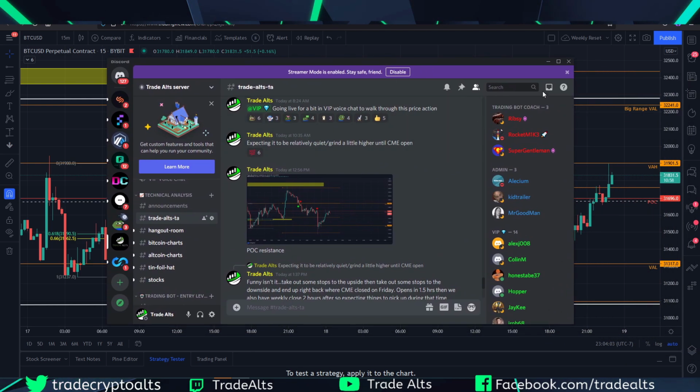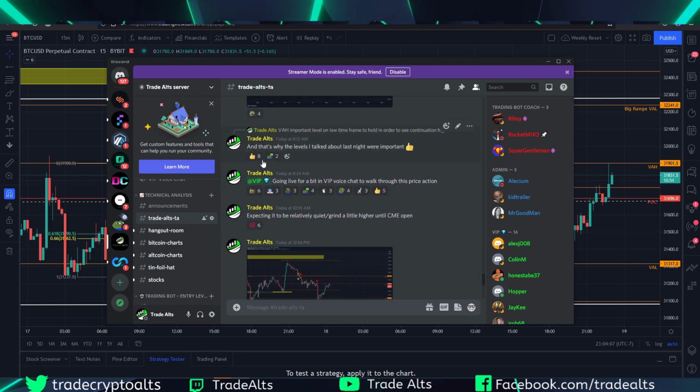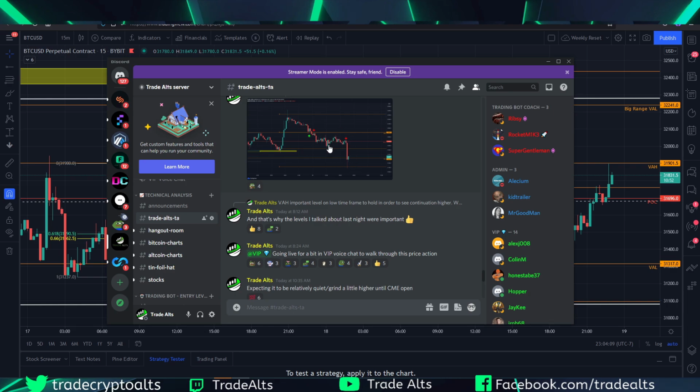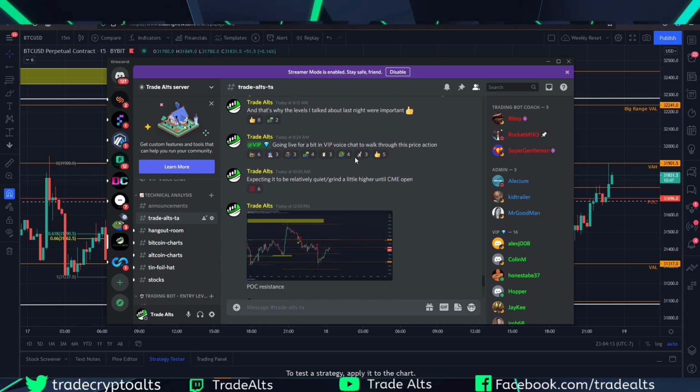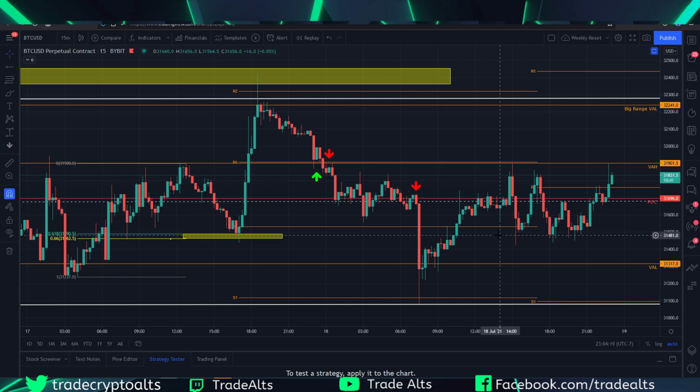So here is Discord, just so you can see it. This morning I was basically talking through what was going on in the chart. This is basically the same exact thing that you're seeing here. And then, expecting it to be relatively quiet, grind a little higher into CME Open, which is basically what happened.